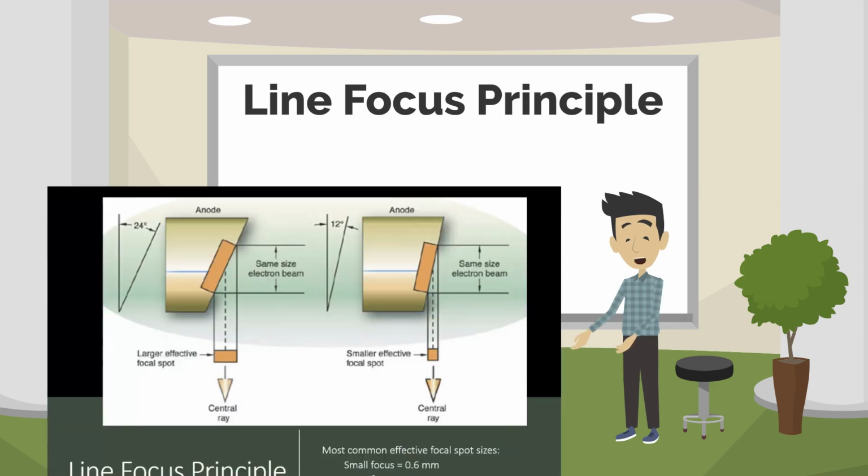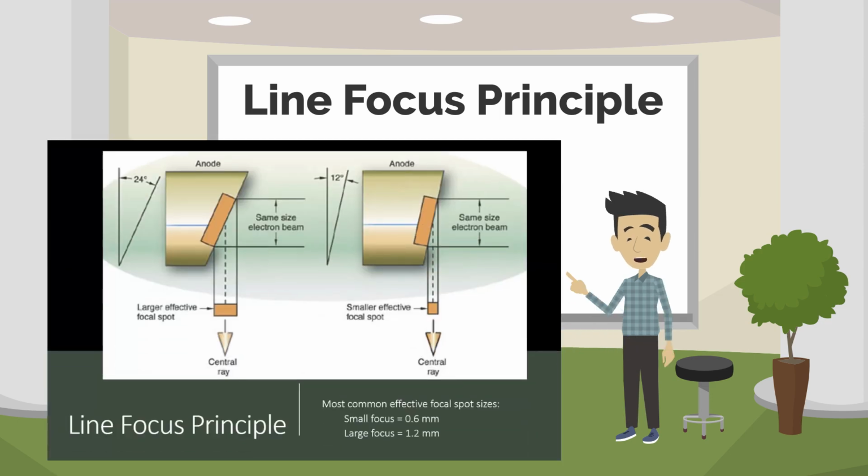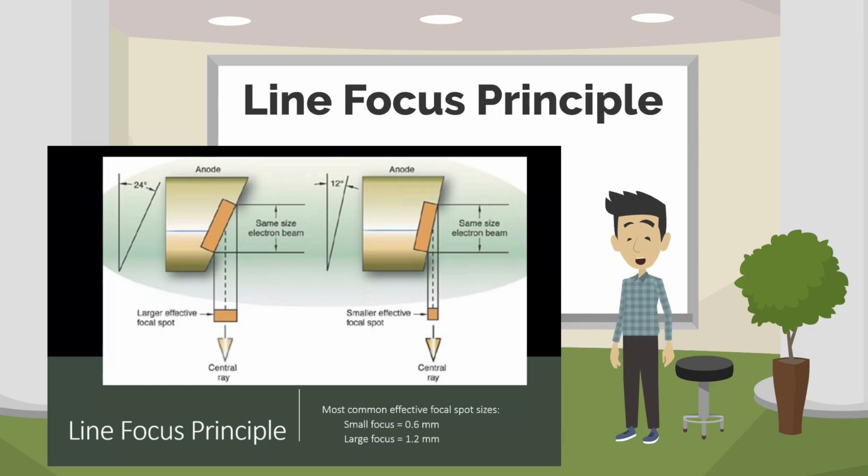Although a small effective focal spot is desirable for greater resolution, a large actual focal spot is desirable to dissipate the heat of large exposures. The best solution would seem to be to use the smallest possible target angle.